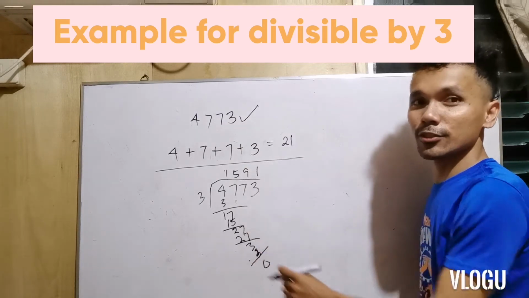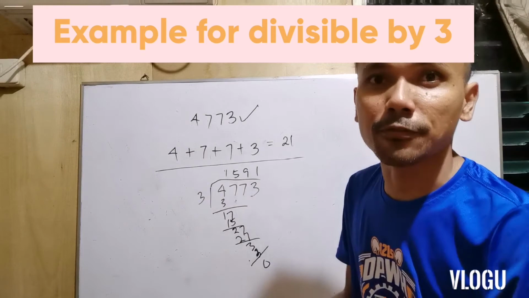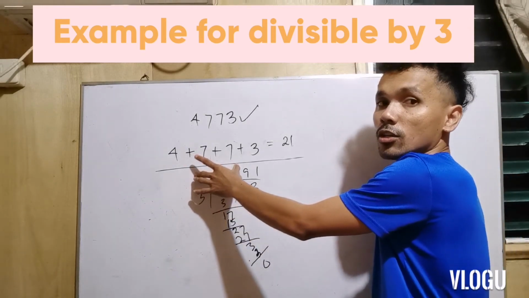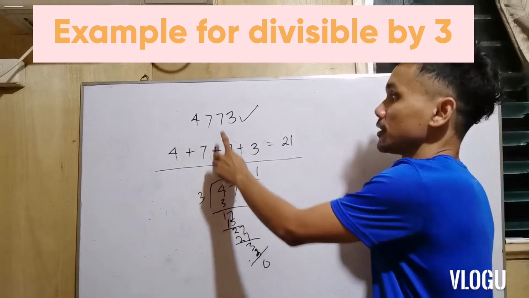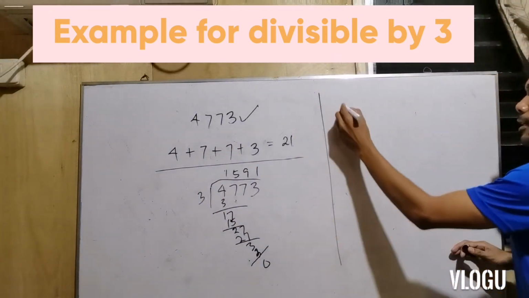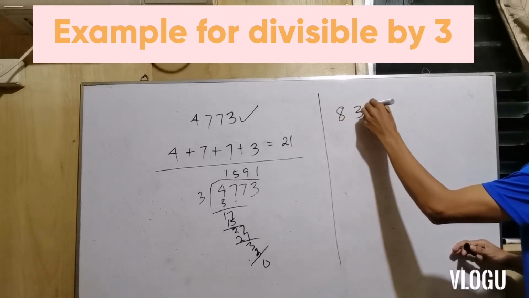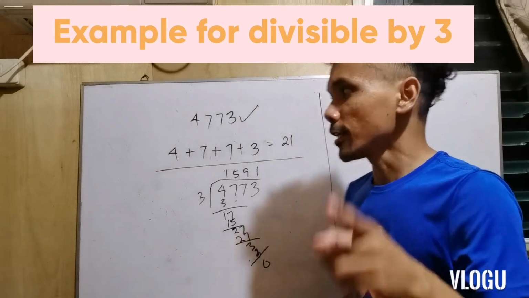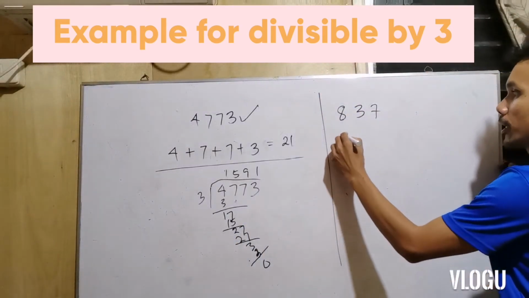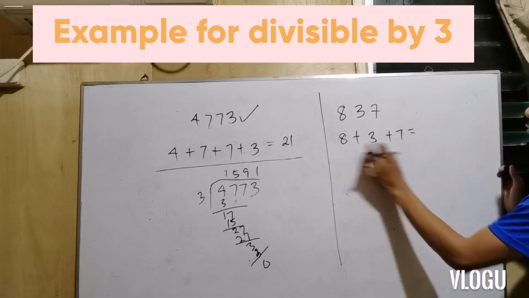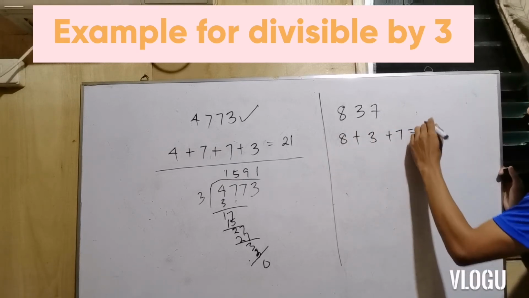Mas madali, ano yan? You just add the digits, and if the sum of the digits is divisible by 3, the number is divisible by 3. Okay? Another example. Number 837. Anong sabi sa rule? That the sum of the digits. So therefore, I have 8 plus 3 plus 7. This is equal to what? 11 plus 7. That is 18.